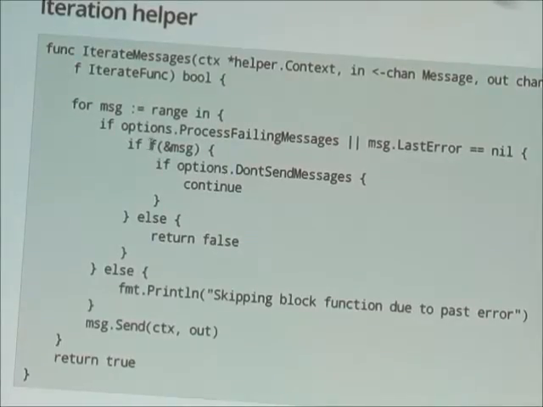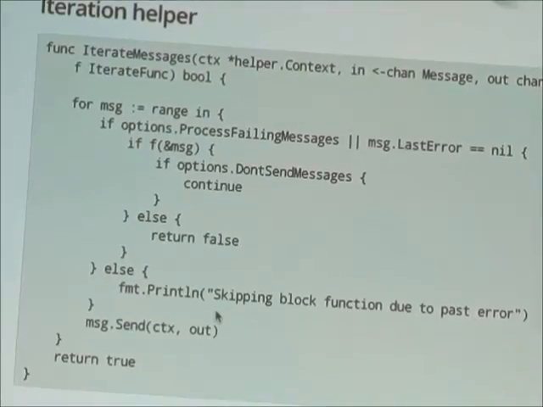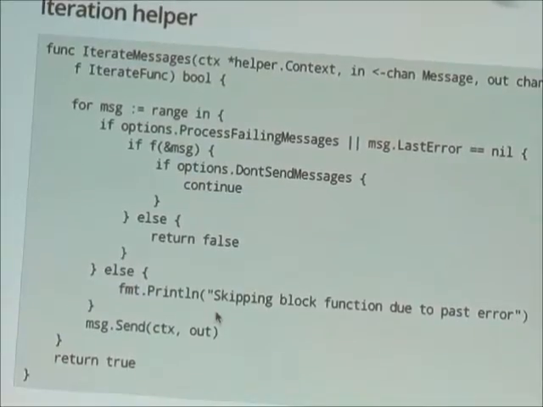If there's an error in the function and it returns false, we want to return false from here, so we can pass that back out and cause an abnormal fatal error. And then we just print out a message if we're actually skipping the block because of a past error. So this is just sort of boilerplate stuff that we don't really want to have to do in every single stage.